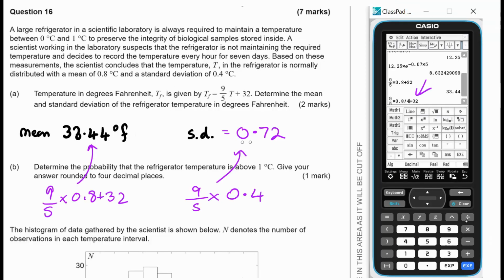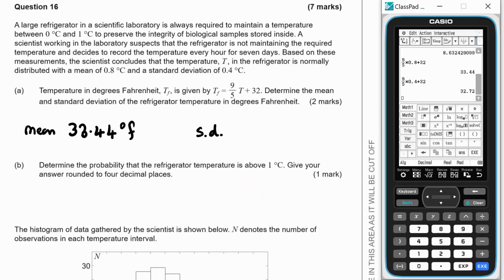This is 2022 me just interjecting to correct a mistake that 2021 me made. When we're calculating the standard deviation, of course, the addition of 32 should not happen because moving us left or right doesn't actually change the dispersion. So the 9/5 times 0.8 plus 32 is correct for the mean, but for the standard deviation, it should just be 9/5 times 0.4. I'm about to make that mistake. It's 32.72.